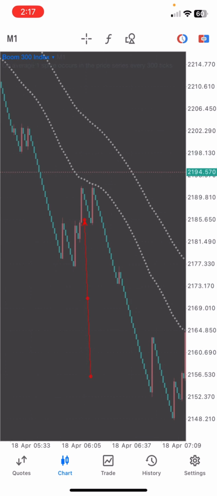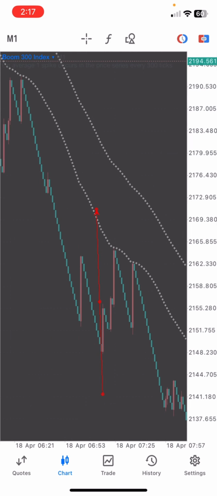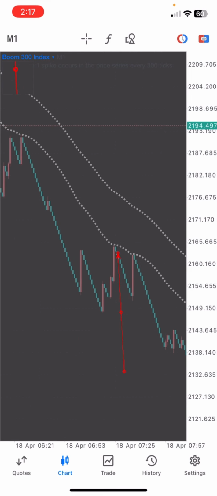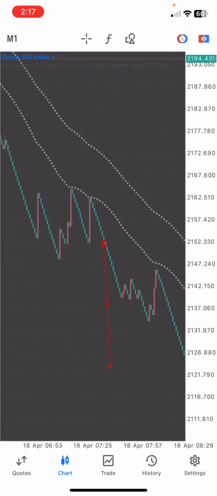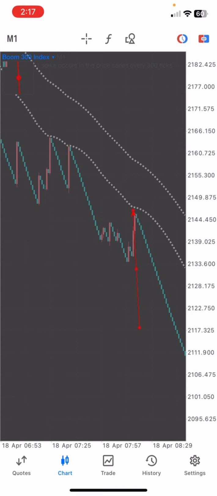Now these are other entries right here. You can see we have these 4 touches right here. They give us some candles. Touch another time, give us some candles. That is what we are waiting for before taking any trades.